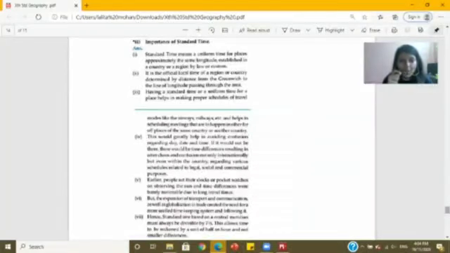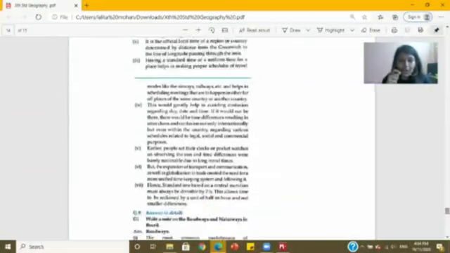Earlier, people set their clocks or pocket watches by observing the sun, and time differences were barely noticeable due to long travel times. But due to the expansion of transport and communication, as well as globalization in trade, the need for a more unified or uniform timekeeping system arose. Hence, standard time based on a central meridian, that is the prime meridian, must always be divisible by 7.5. This allows time to be reckoned by a unit of half an hour and not smaller differences.